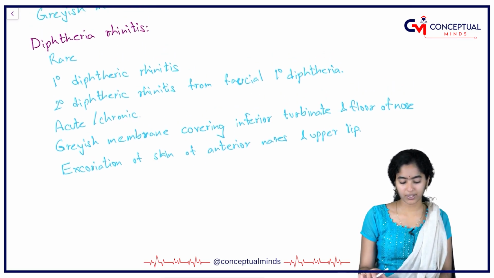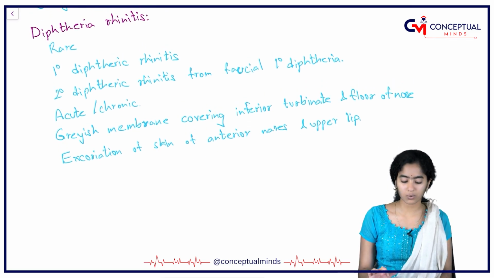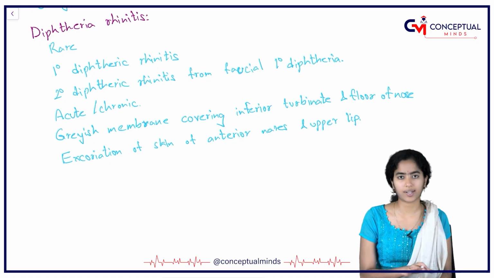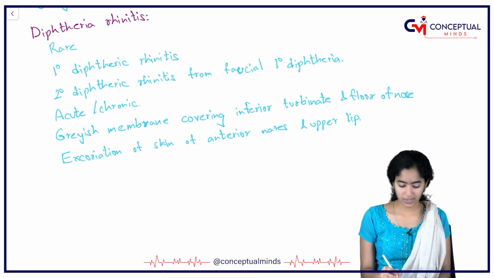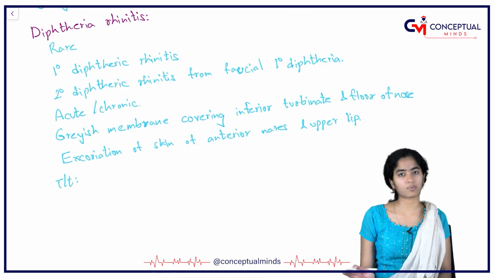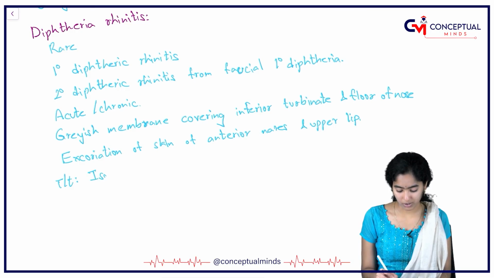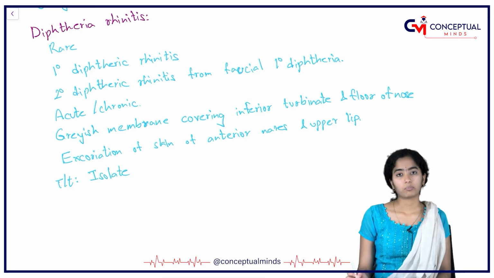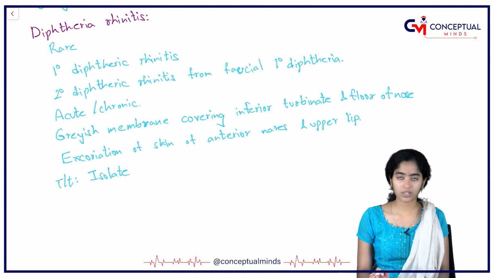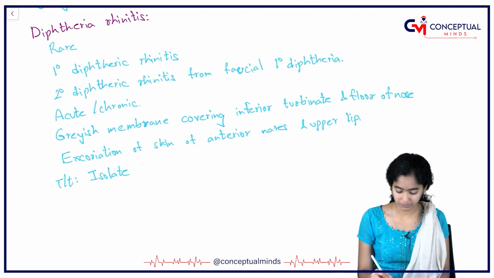Now, treatment for diphtheric rhinitis is important. Although until now whatever you have seen, it is very similar to any other general type of bacterial rhinitis, but treatment is important because for a normal bacterial rhinitis, giving antibiotics and some other supportive treatment would suffice. But for diphtheric rhinitis, we must isolate the patient, because it is highly contagious and it can spread from one child to another child, and it can also cause some complications. So isolating the patient is very important. Isolate the patient.